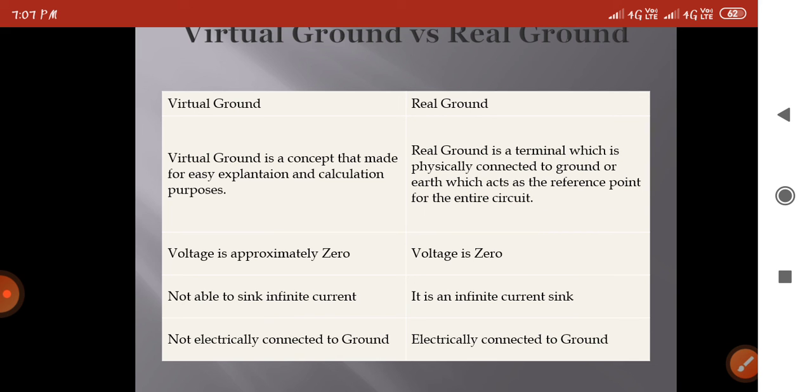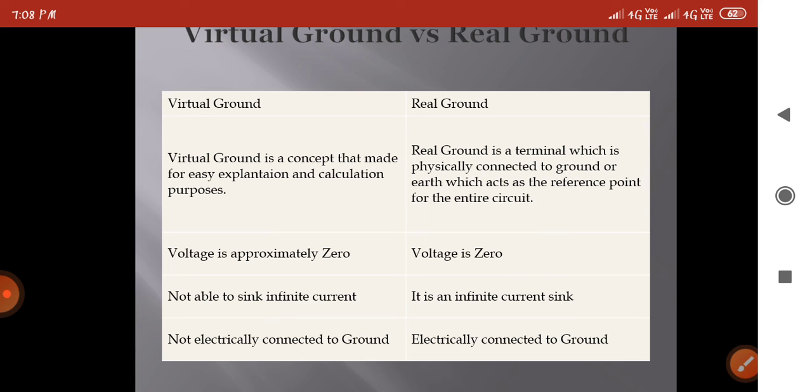Voltage is approximately 0 in the virtual ground. Voltage is 0 in the real ground. The real ground, as shown in the image, can be connected in any circuit with the ground symbol. The voltage is 0, we can understand that. But in the virtual ground the voltage is only approximately 0. It is not able to sink infinite current, whereas the real ground is an infinite current sink.